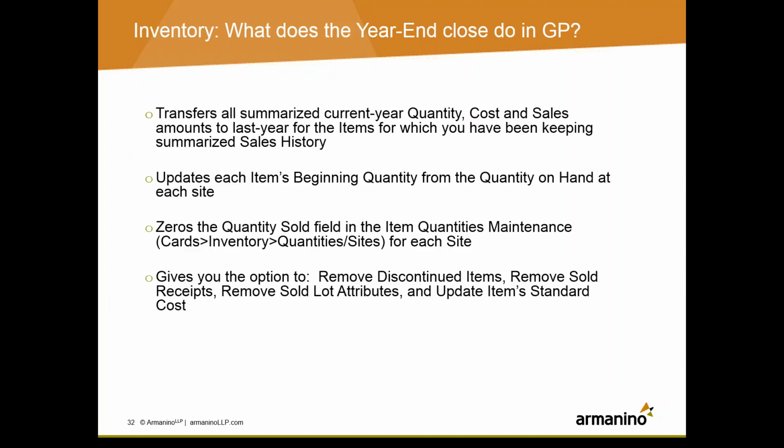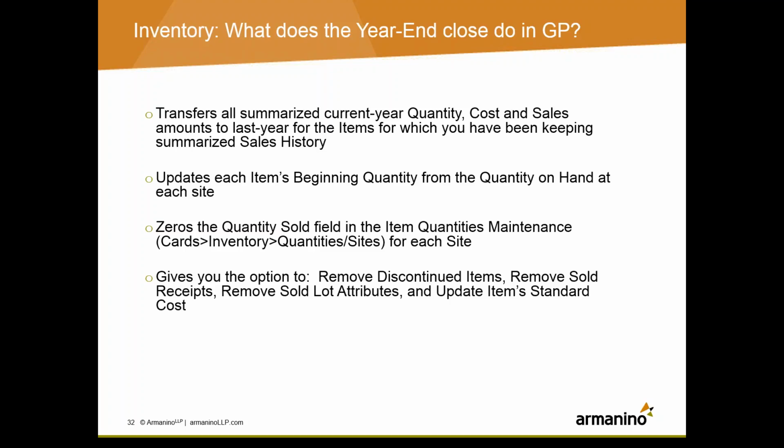So what does the year-end close process do in GP? It transfers all summarized current year quantity, cost, and sales amounts to last year for the items for which you have been keeping summarized sales history. It updates the amounts in the items beginning quantity field to the quantity on hand field at each site. Certain reports, such as the turnover report, use the amounts in the beginning quantity field for report calculations.